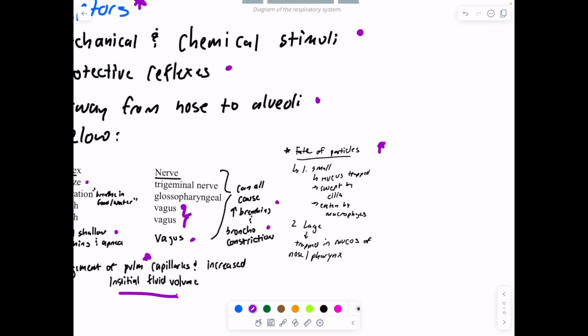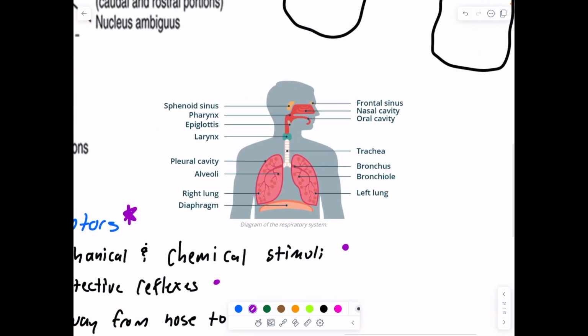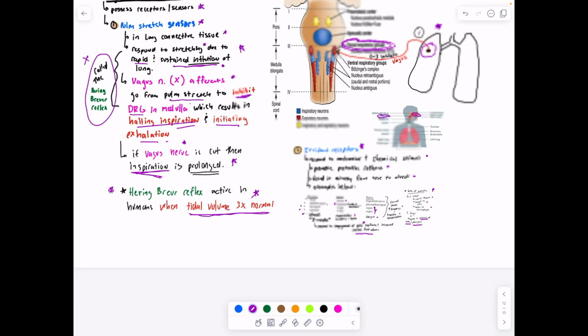Generally, small particles get trapped by mucus, swept up by cilia, or eaten by macrophages and then drained into the lymphatic system. Large particles are generally going to get trapped in the mucus of the nose or the pharynx. Right, so we have our nasal cavity, we have our pharynx, and these irritant receptors are really throughout the entire respiratory system overall. All right, so that's it.